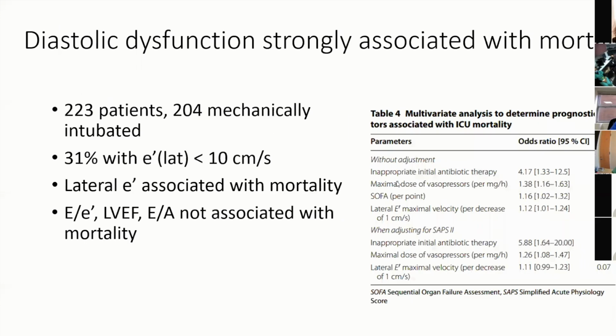A similar study here looking at patients who were mostly mechanically intubated found that a large number of patients had an abnormal E prime. Here they use the lateral E prime, which is a little bit higher velocity than the septal. 8 centimeters per second, 10 is normal. But they found that that was also associated with mortality. Again, they found that E prime was associated with mortality, while these other markers were not.